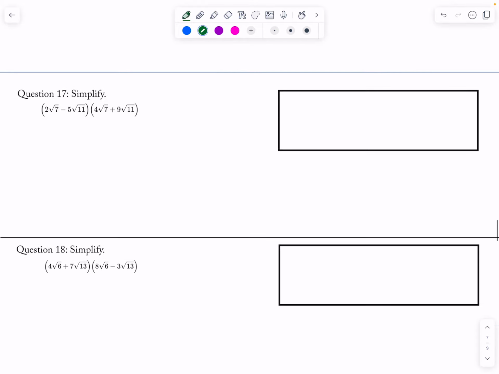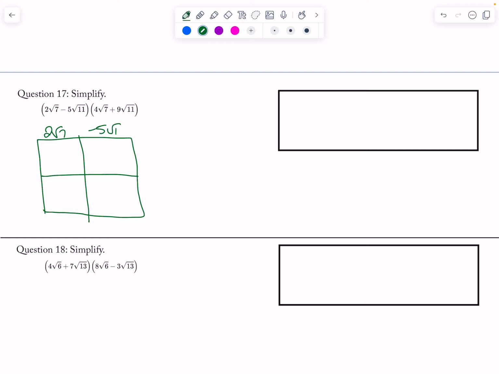Okay, 17. But now when I jump here and I have 2 by 2s, I would totally do the box. So I have a 2 root 7 minus 5 root 11, 4 root 7, and a 9 root 11. So this would give me 8 root 49. So that's 8 times 7, which is 56. And then a minus 20 root 77 and an 18 root 77.